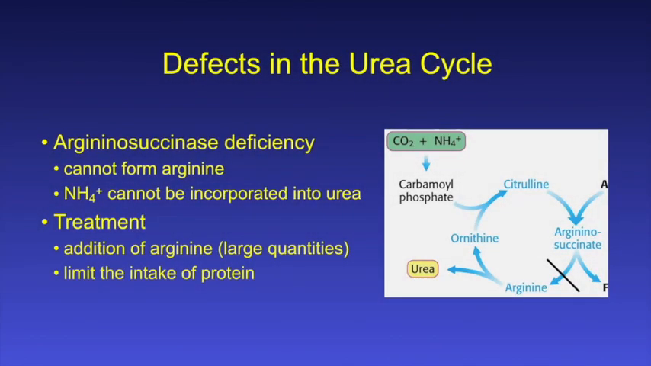There is the argininosuccinase deficiency. If I can't break down argininosuccinate to make arginine, which can't make urea, that seems really, really bad. Now, what in the world do we do? We treat by adding large amounts of arginine, and we limit the intake of protein. Why in the world do we do that?